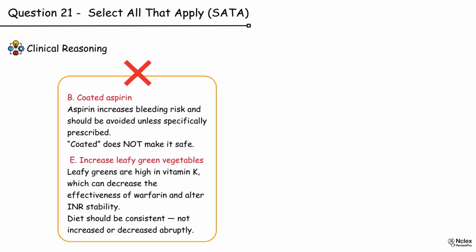Statement E says, I plan to increase my intake of leafy green vegetables. Leafy greens are high in vitamin K. Vitamin K directly affects warfarin activity. Increasing vitamin K intake can lower the INR and reduce the anticoagulation effect. The key with warfarin is not elimination of vitamin K, it is consistency. Sudden increases or decreases can destabilize the INR.